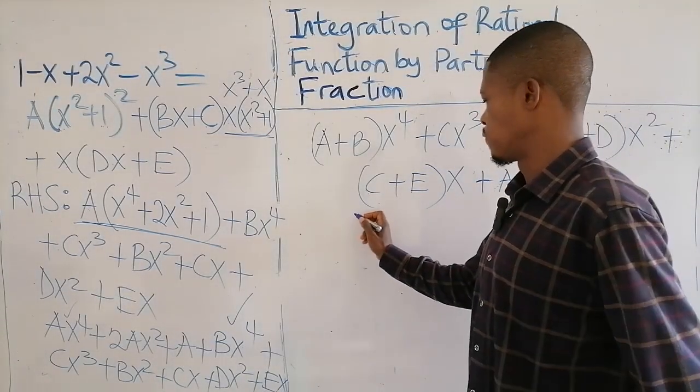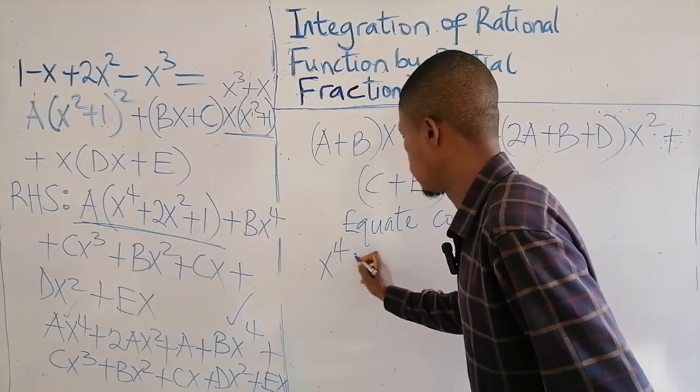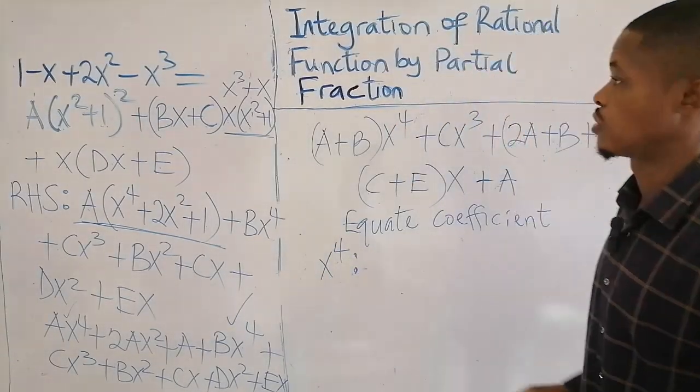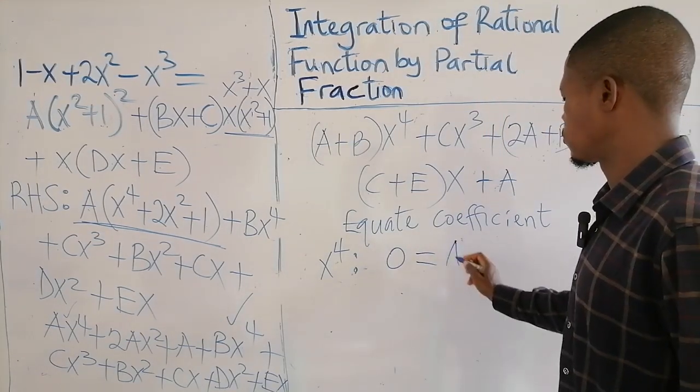So let's begin to equate the coefficients. I'm going to start with the coefficient of x to the power 4. For x to the power 4, on the left we don't have it, so that's 0. And then on the right, we have A plus B.